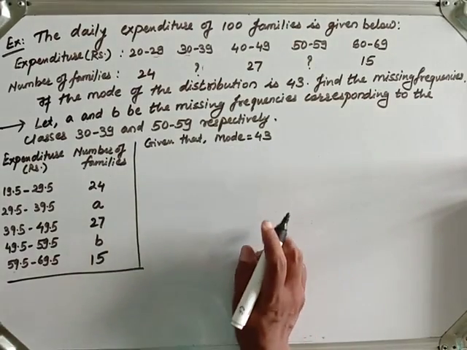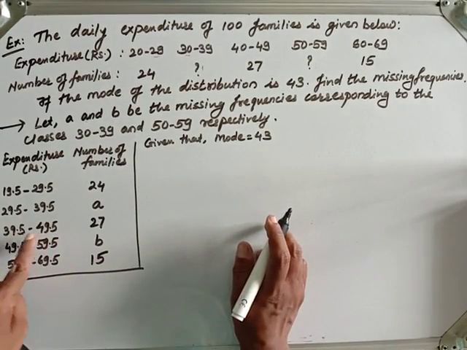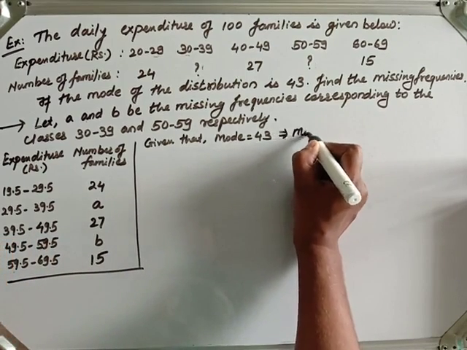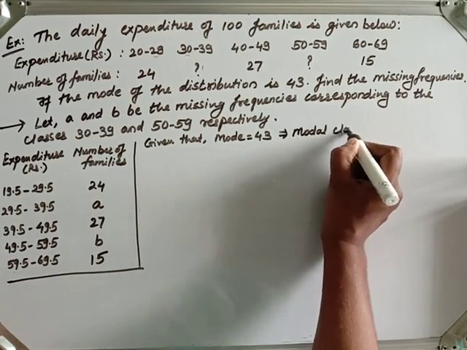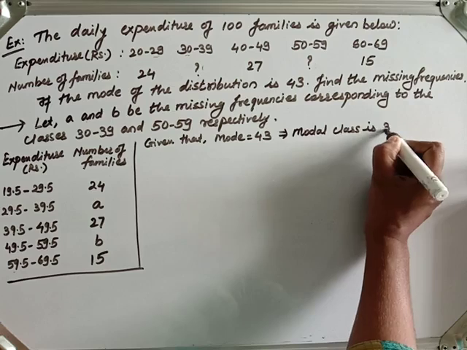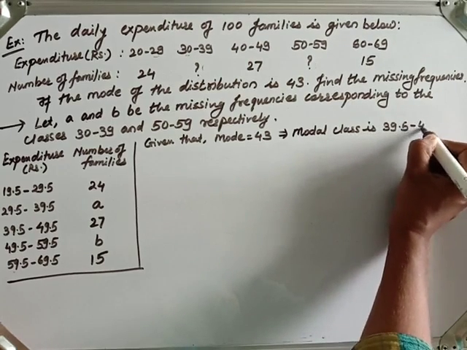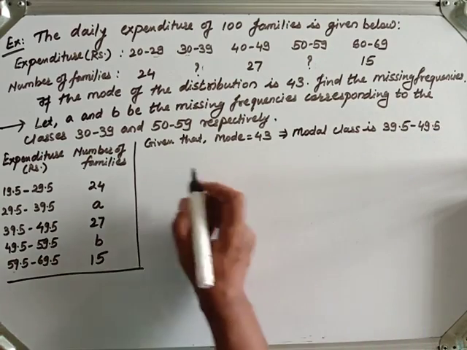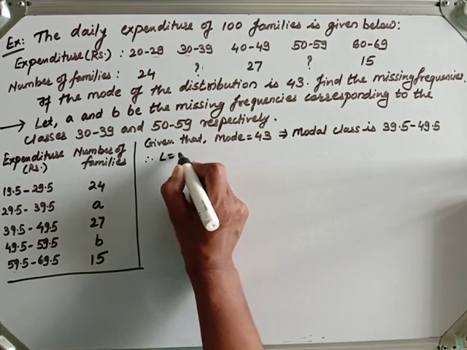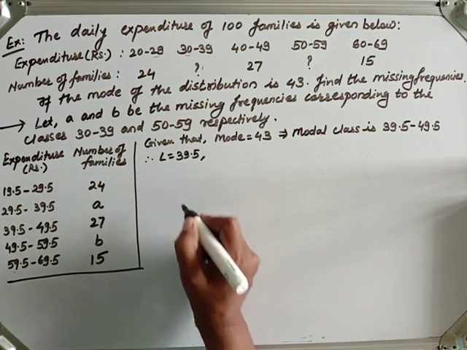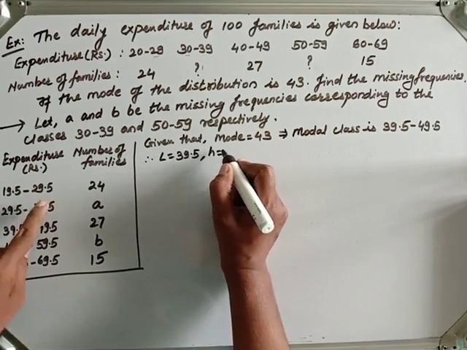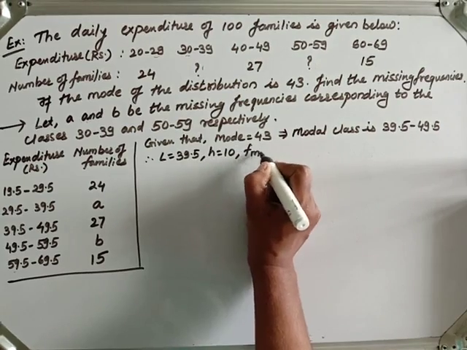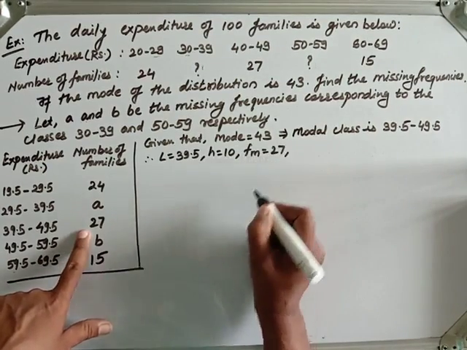So as mode is 43, that 43 value lies in this class. Look at 39.5 to 49.5. So this implies the modal class is 39.5 to 49.5. This is our modal class. So as this is a modal class, therefore we get L is 39.5. H is known to us. H is 10. Then what is FM? FM will be 27.